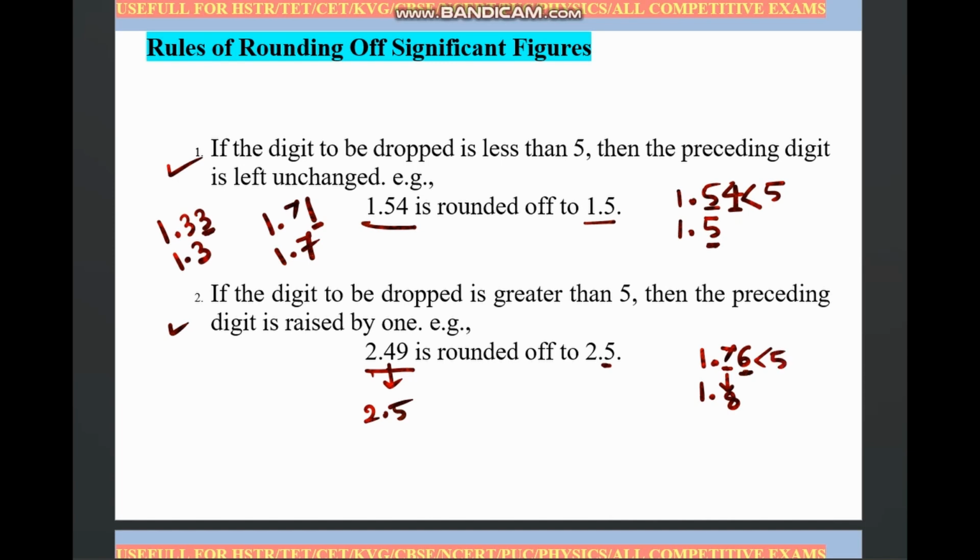Our rounding off depends upon whether the digit is less than 5 or more than 5. I will take one more example. 1.89 is rounded off to 1.9 because 9 is greater than 5 and the digit before it is 8. I will take one more example. 1.36. Now the round off of this number: 6 is greater than 5, so it will go to 1.4.